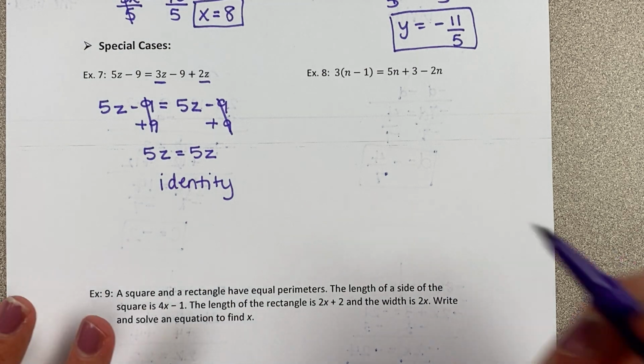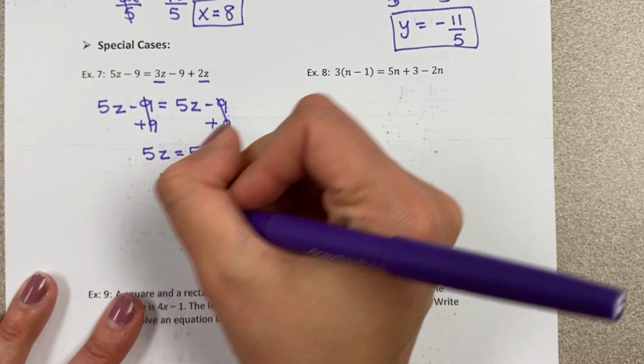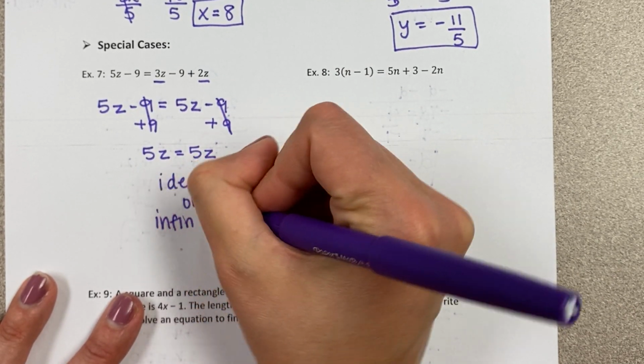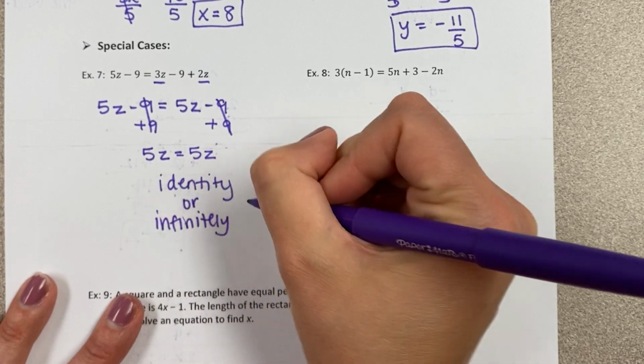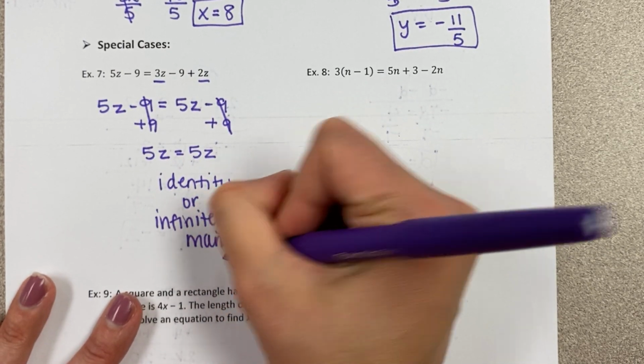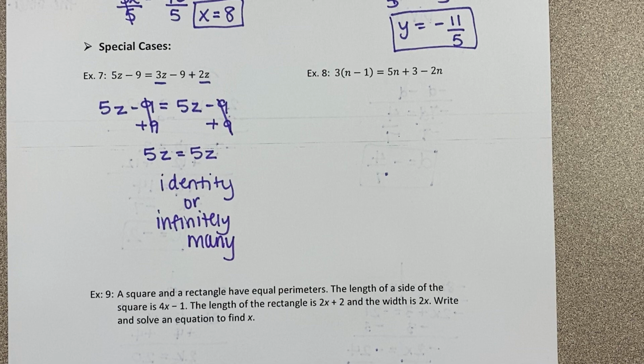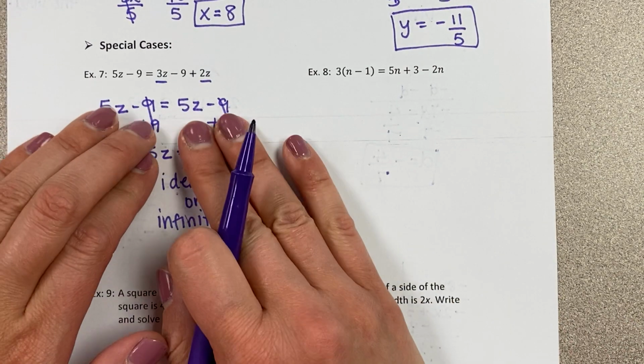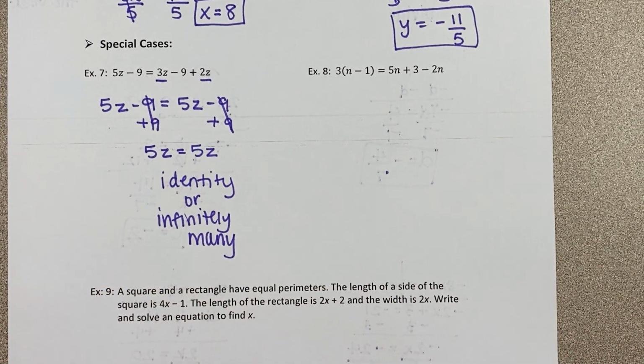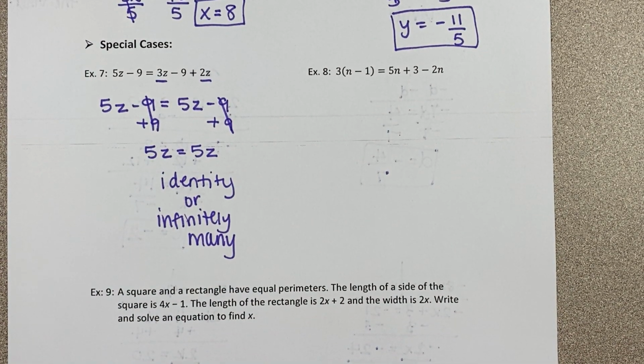or you might see it as infinitely many. Kind of just depends, but there's many words for it. Identity or infinitely many. So when both sides are exactly the same, that's going to be identity or infinitely many.